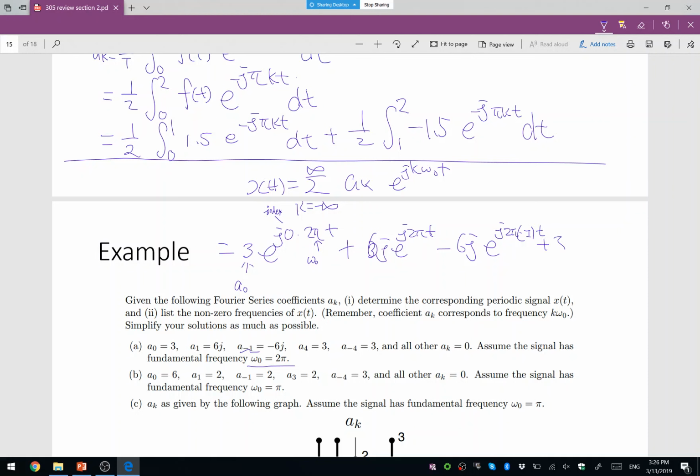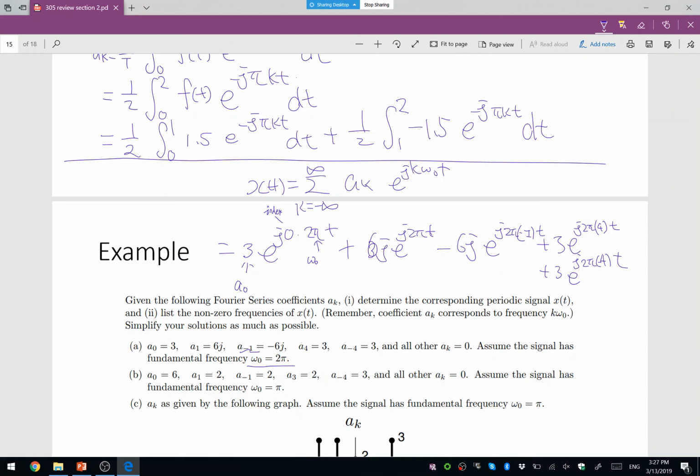plus 3 times e to the power of j 2 pi, and index here is 4, t, plus 3 e to the power of j, and it is minus 2 pi 4 t. Actually, I should put a minus sign here. So this is 2 pi times minus 4 t. Okay.